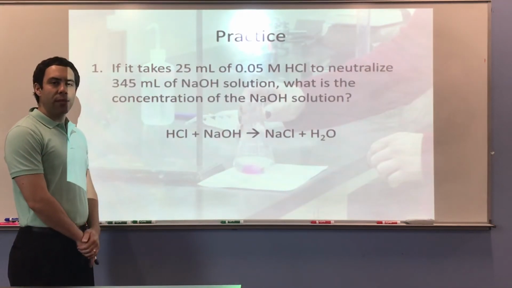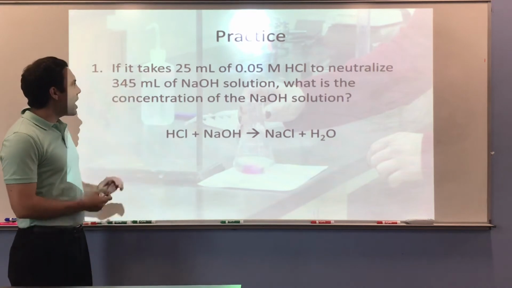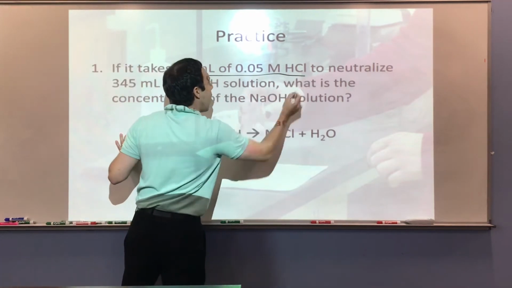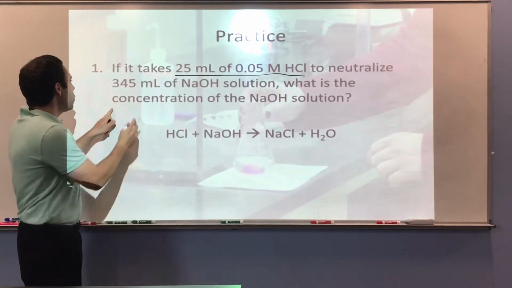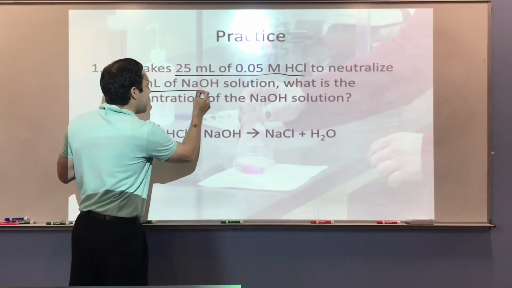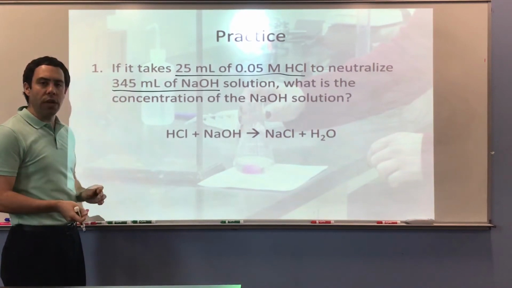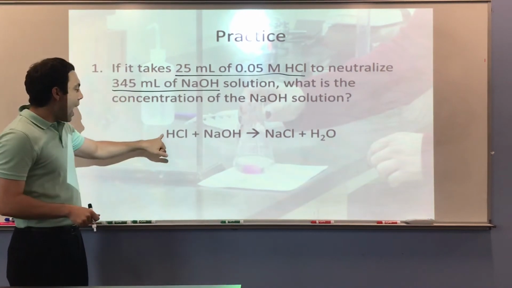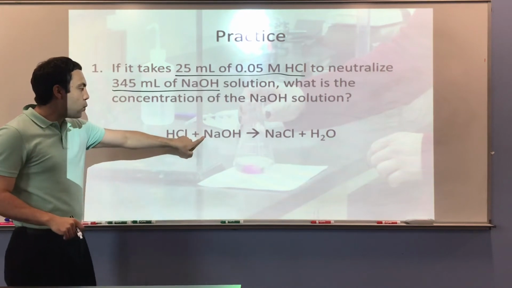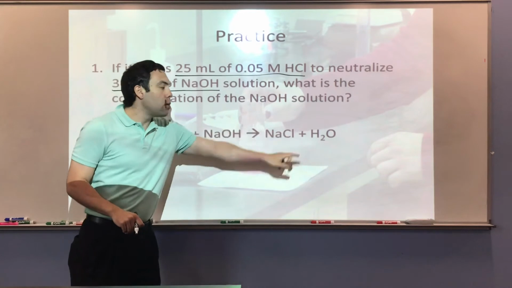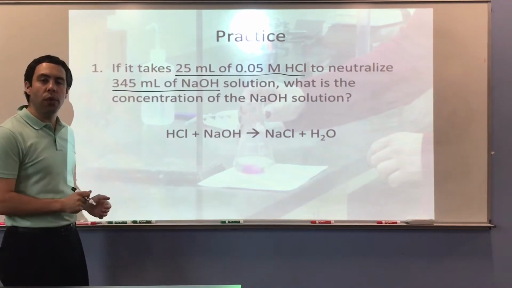Let's try another practice problem together. If it takes 25 milliliters of 0.05 molar HCl to neutralize 345 milliliters of NaOH solution, what is the concentration of the NaOH solution? And here we have 1 HCl plus 1 NaOH goes to 1 NaCl plus 1 H2O. So it's a 1-to-1 ratio.